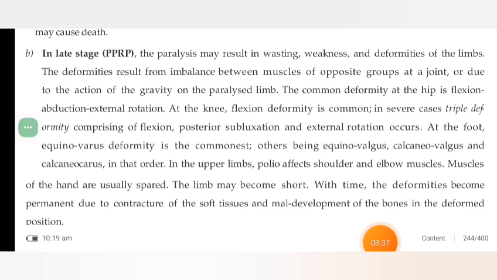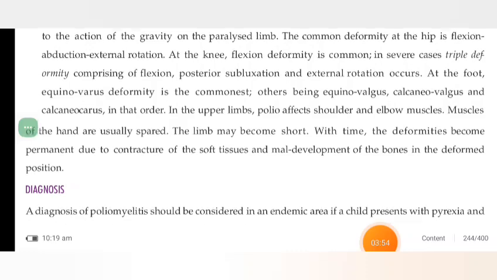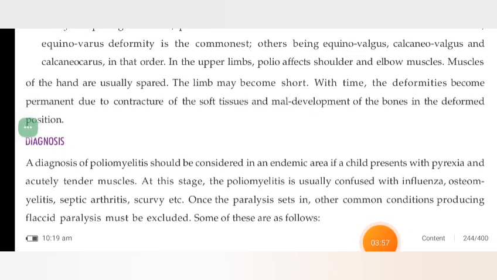Triple deformity comprising flexion deformity is the commonest. The flexion, posterior subluxation and external rotation occur. At the foot is equinovarus deformity, and in the upper limbs polio affects shoulder and elbow muscles, while the hands are usually spared. The limb may become short.